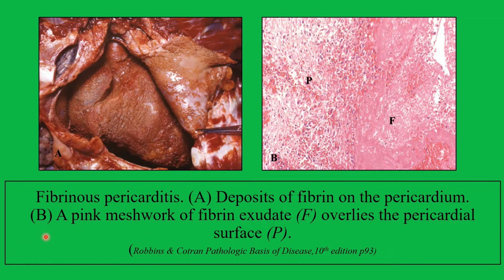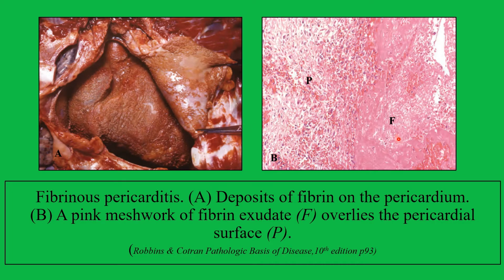Fibrinous pericarditis. Image A shows the gross appearance of fibrin deposits on the pericardium. Normally the pericardium is shiny and glistening and has a smooth appearance. But here in fibrinous pericarditis, the pericardial texture is rough and granular. This appearance is often called bread and butter pericarditis.